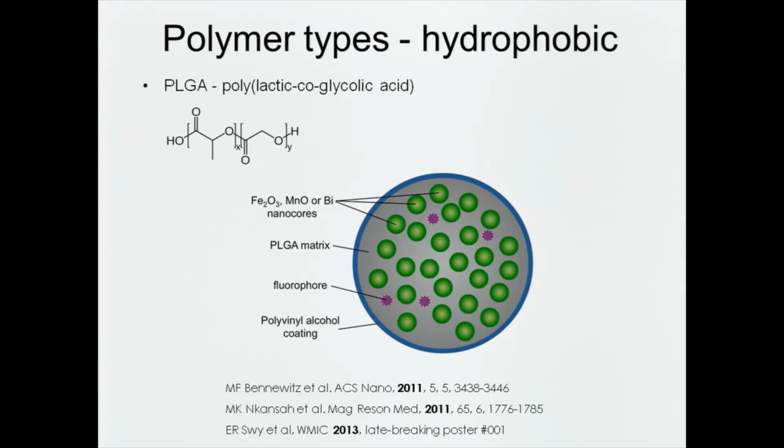So this is an approach that's been taken by the Shapiro group, where there is a PLGA matrix. It's been emulsified using the method that the previous speaker mentioned, in this case using polyvinyl alcohol to form the coating, and they embed different types of nanocrystals such as iron oxide, manganese oxide, or bismuth, as well as some dyes here. There are some publications and also a poster on this work at this meeting.